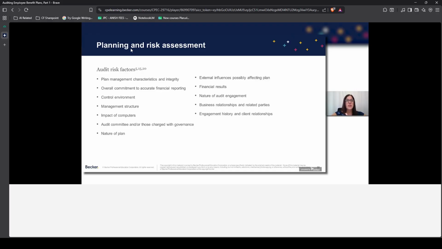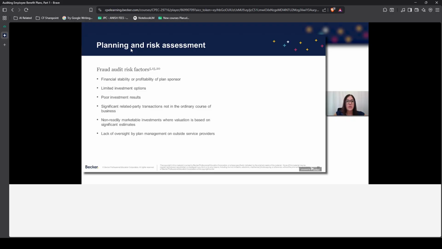Again, various risk factors here that need to be considered, including risk related to plan management and integrity, an overall commitment to accurate financial reporting, control environment, impact of computers and technology, the overall nature of the audit engagement itself, whether it's a first-year audit or a plan that's terminating, engagement history and client relationships. All of these are potential risk factors. And this list is not all inclusive. These are just a few examples.